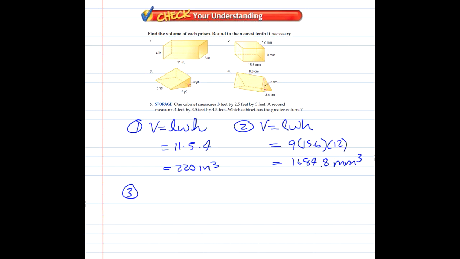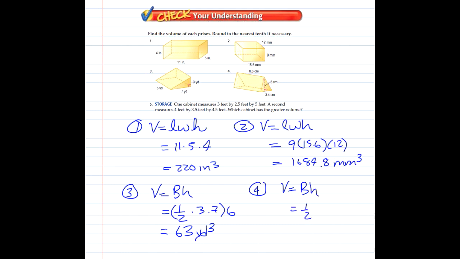Number 3, we have a triangular prism, so we're going to use this formula. Volume equals the area of the base times the height. The area of the base is 1/2 times 3 times 7. All of that times 6, which gives us a volume of 63, in this case, cubic yards. Number 4, volume equals the area of the base times the height. The area of the base is 1/2 times 5 times 3.4. All of that times 8.6, which gives us a volume of 73.1, in this case, cubic centimeters.